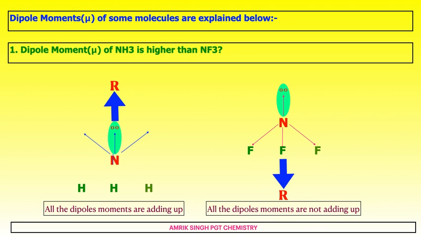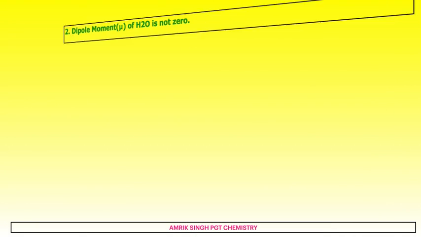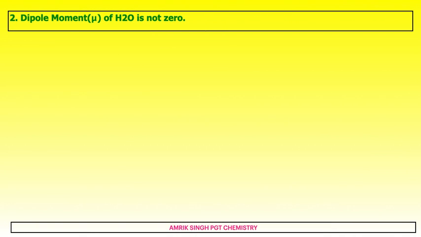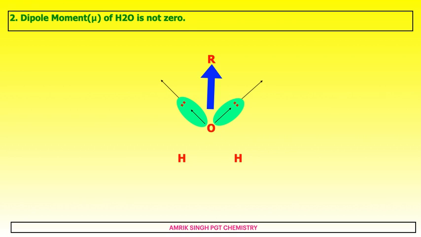All the dipole moments are not cancelling, as shown in the diagram. Dipole moment of water is not zero. This shows that all dipoles are not cancelling out. Now the first dipole is hydrogen to oxygen, hydrogen to oxygen, oxygen to lone pair, oxygen to lone pair, and the resultant will come upward. Therefore the dipole moment of water is not zero, and it is proved that it is not a linear molecule. All the dipoles are adding up.